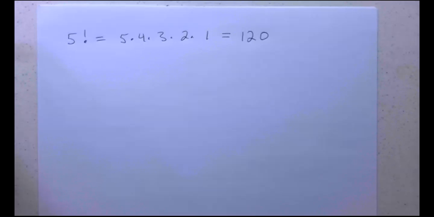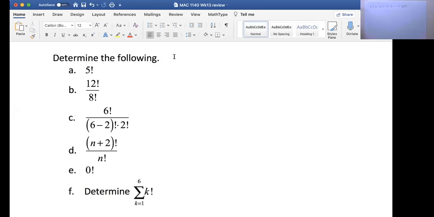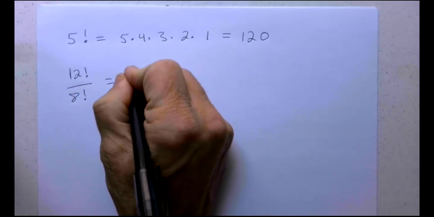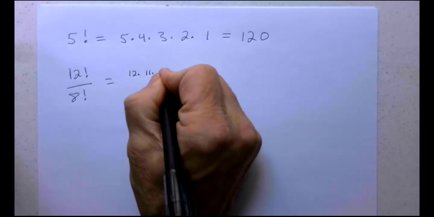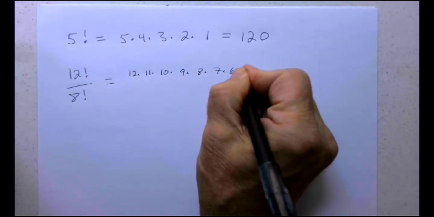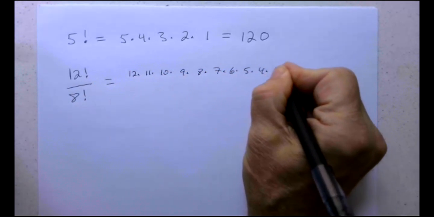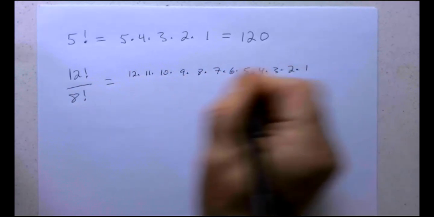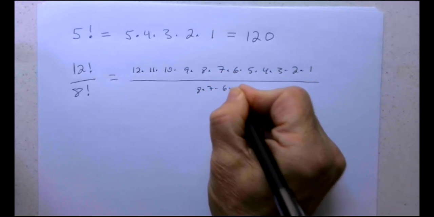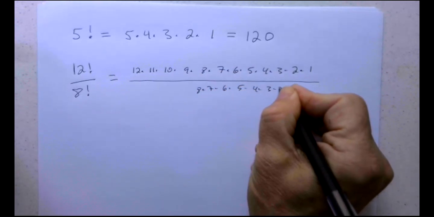Okay, our next question is 12 factorial over 8 factorial. Oftentimes we are dividing these factorials, so that's good for us to see. If I'm doing this, I want to ask myself, what is 12 factorial? Well, it's 12 times 11 times 10 times 9 times 8 times 7 times 6 times 5 times 4 times 3 times 2 times 1 divided by 8 factorial, which is 8 times 7 times 6 times 5 times 4 times 3 times 2 times 1.